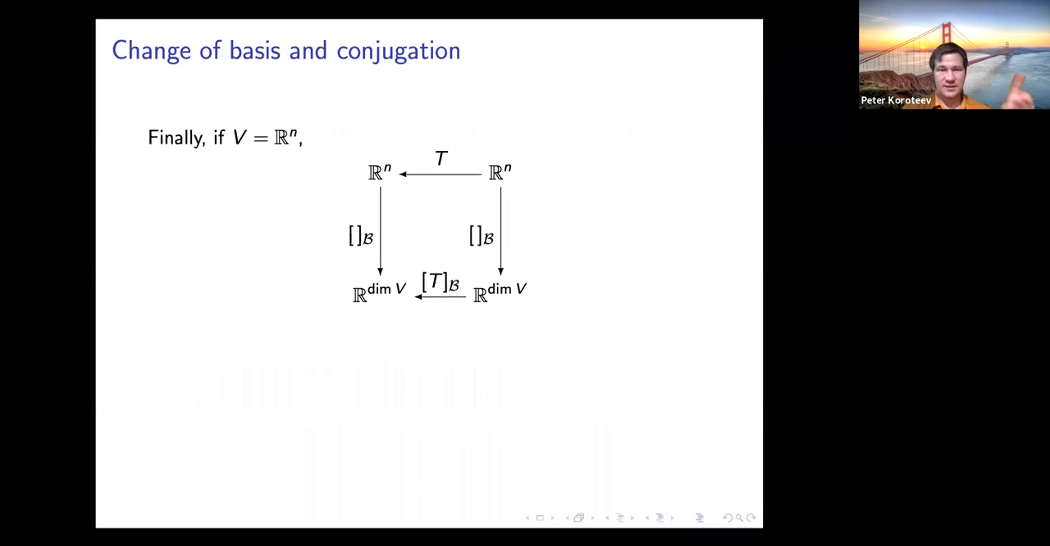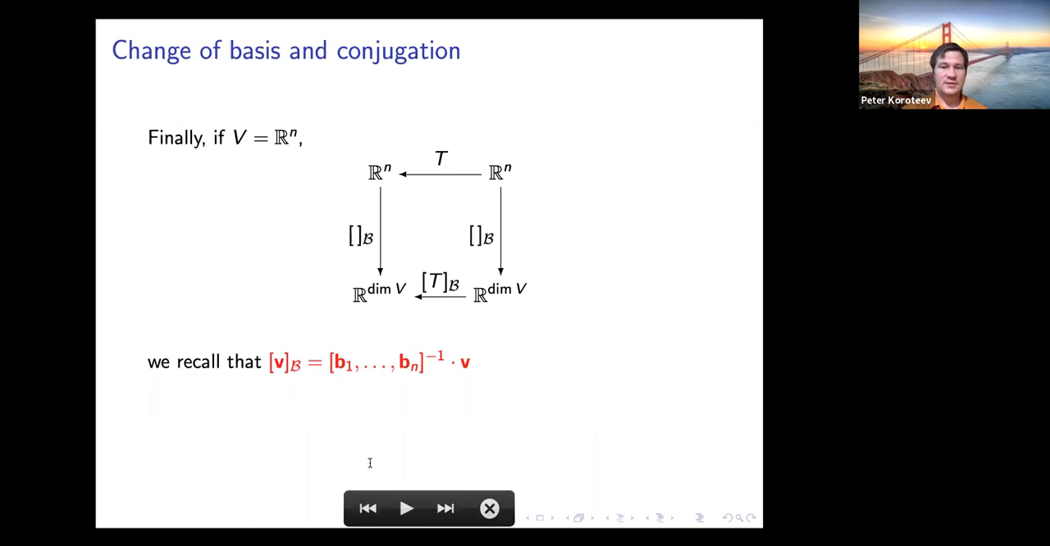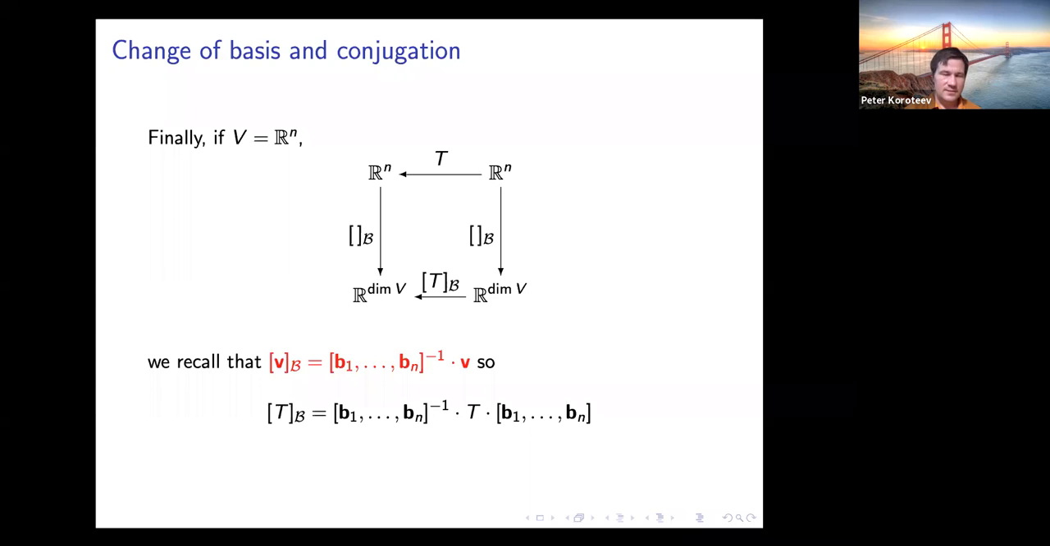And then finally, when V is literally Rn, we have the same diagram. Recall that V B is equal to the inverse of the matrix formed by columns b1 through bn, acting on v. So we can write the new form of the matrix of the linear transformation under the change of basis like that.